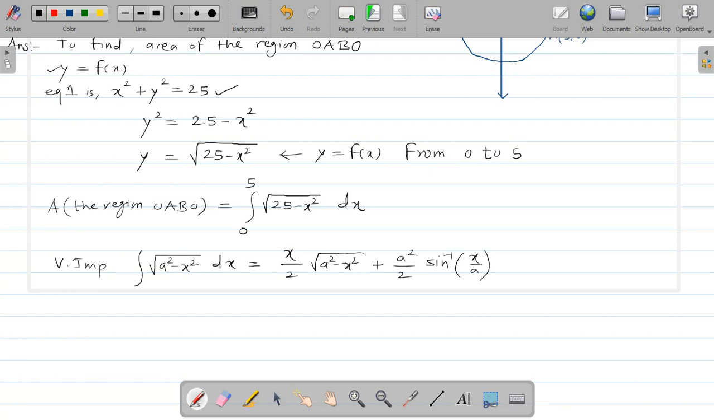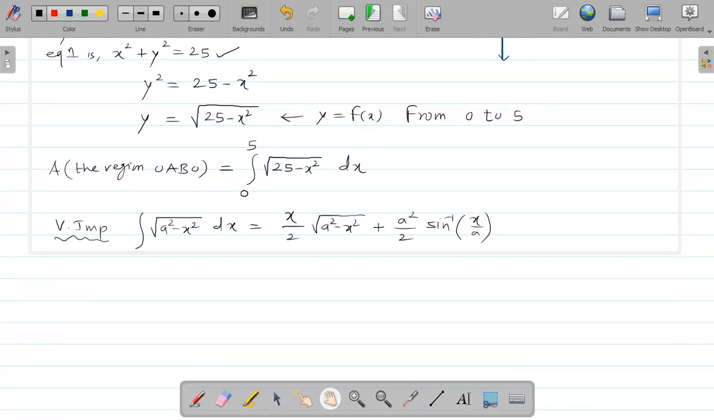This is the formula that you have to remember while integrating root of a square minus x square dx. We have to use x by 2 root of a square minus x square plus a square upon 2 sine inverse of x upon a. So we will apply this formula to get the integration here. Now in place of a square there is 25, so the value of a is 5 here.